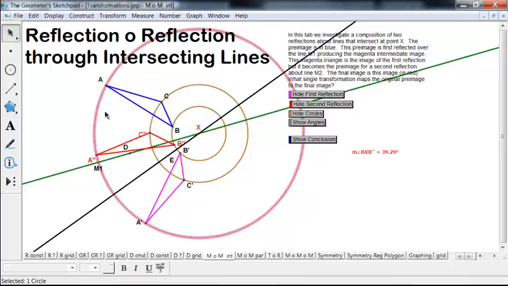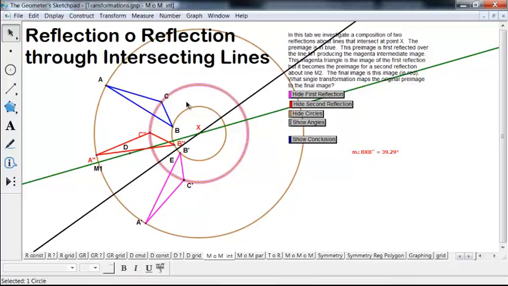Interesting. And if we have a circle centered at X that goes through B, it also contains both B prime and B double prime. And similarly, the circle going through C contains C prime and C double prime. So all of those points stay the same distance away from this point of intersection X. Maybe that actually is a rotation then. Does that make sense?